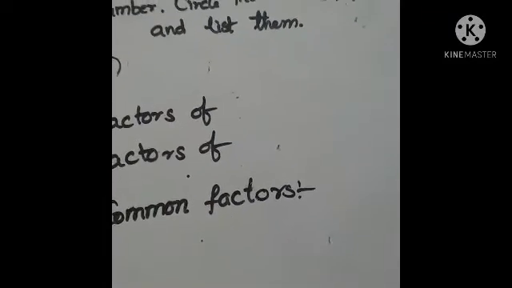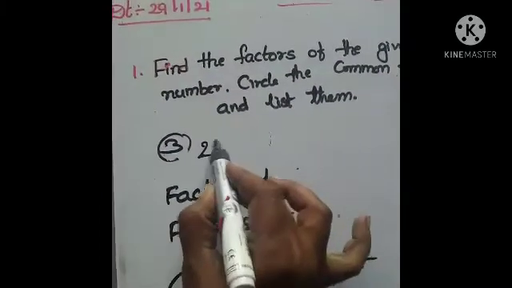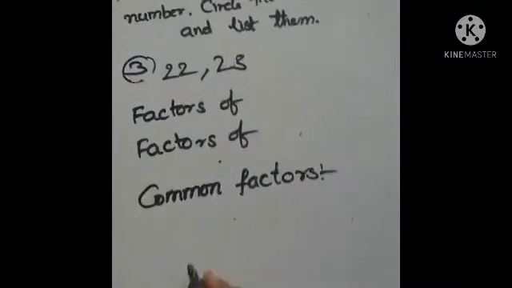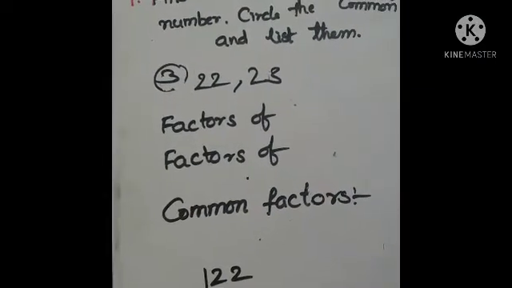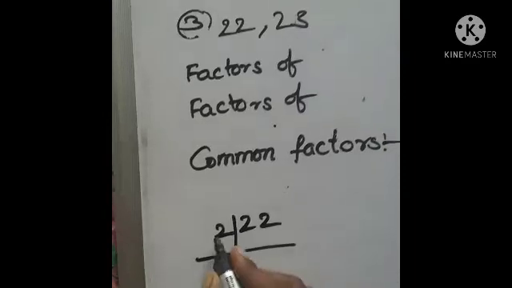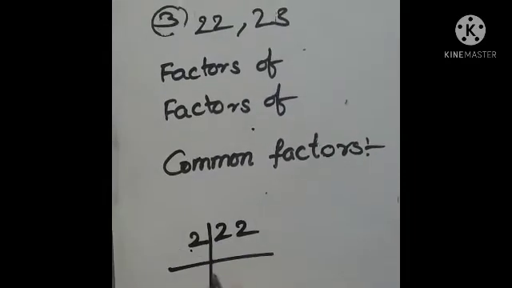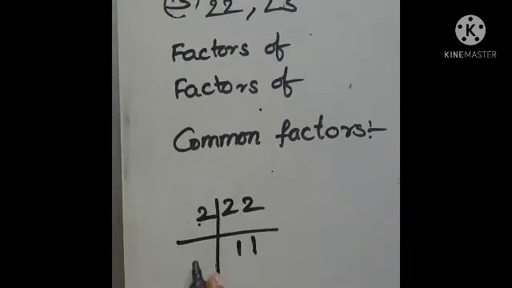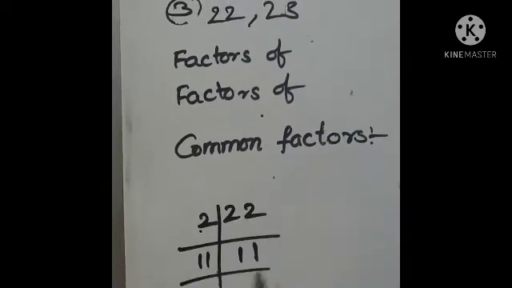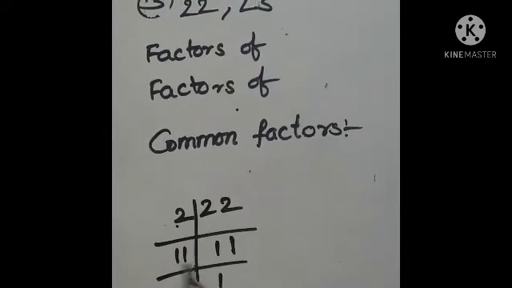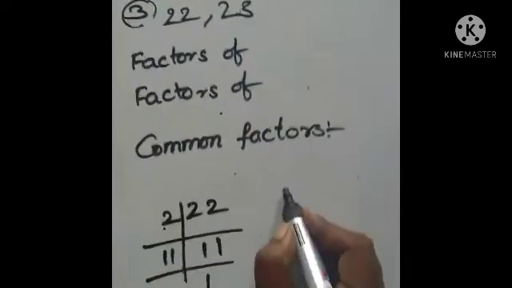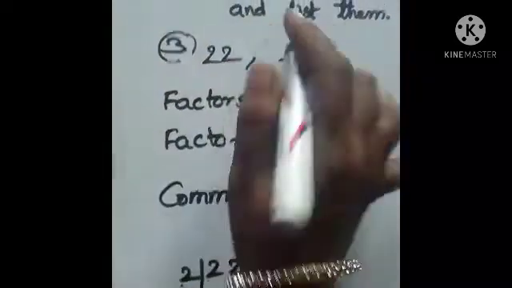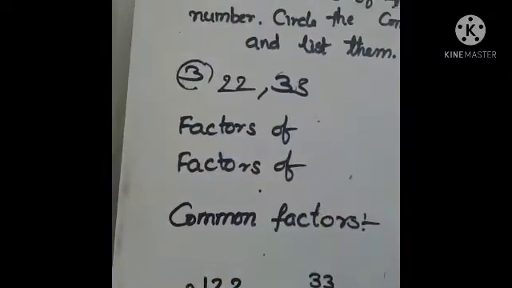Next, third one is 22, 33. So let's find the factors of 22. Here it is an even number, so we have to start with 2. 2 11s are 22, 11 is a prime number. There are no factors of 11, 1 and itself only. Next, second number is 33. Sorry, here 33.